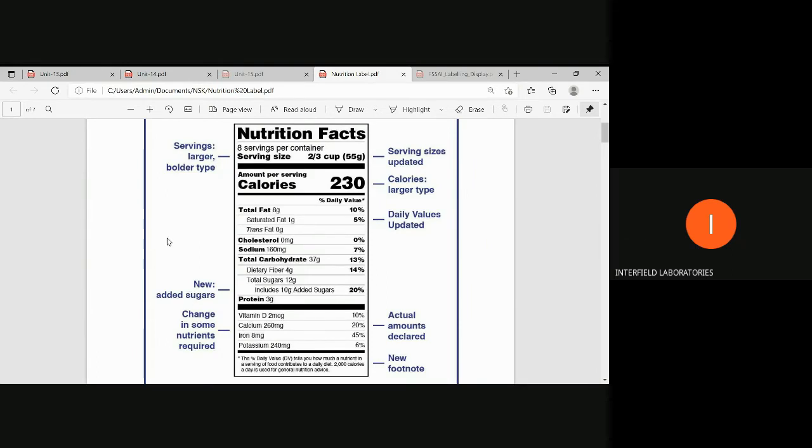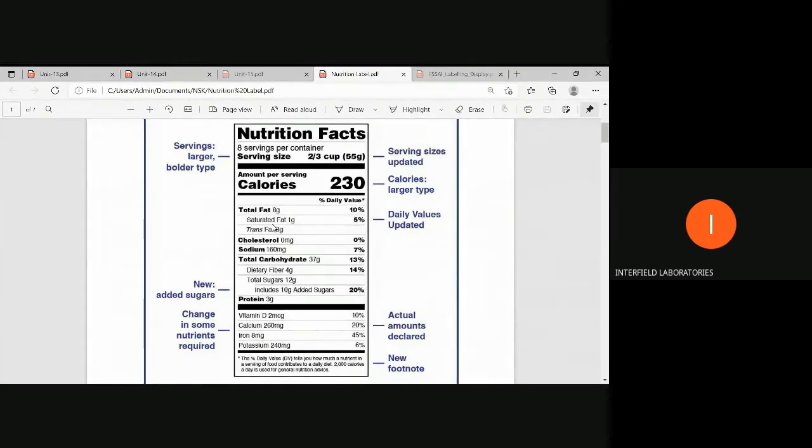Also, the nutrients are declared as a percentage of daily value. Here you can see the percentage of daily value. So here you can see the amount of total fat or saturated fat, etc. in grams, cholesterol, sodium, etc. in milligrams on this label. And on the right side, you can see the percentage daily value.